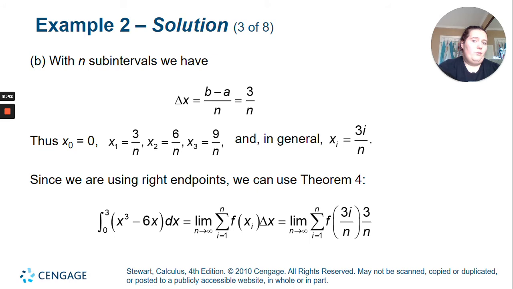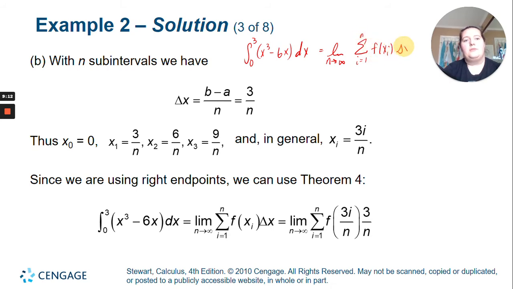So now we're going to figure out the exact solution. We are going to figure out the integral from 0 to 3 of x cubed minus 6x dx. That's what we're trying to figure out here. And I'll remind you, from the limit definition, this is equal to the limit as n approaches infinity of the sum from i equals 1 to n of f of xi times delta x.